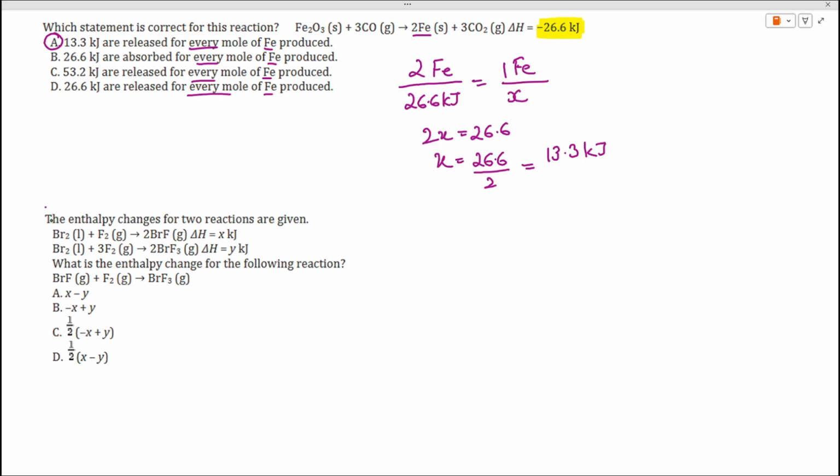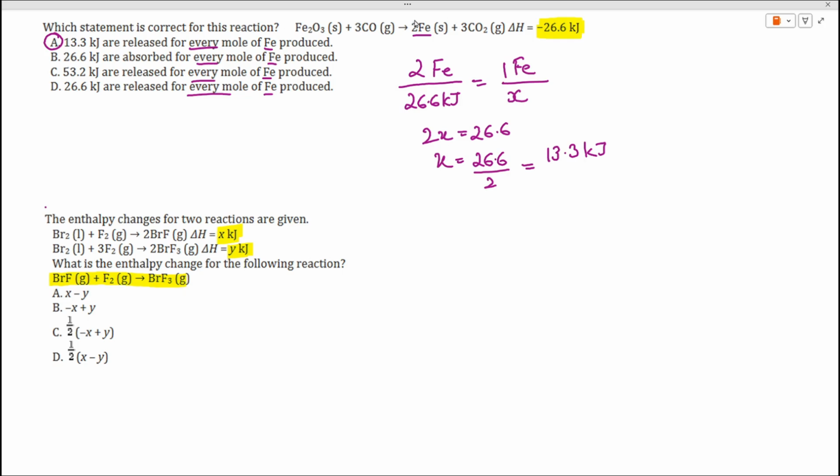In this next question, the enthalpy changes for two reactions are given to us. For one of them, it is x kilojoules and for the other, it is y kilojoules. And now we have to find the enthalpy change for this reaction. So this is an application of Hess's law.